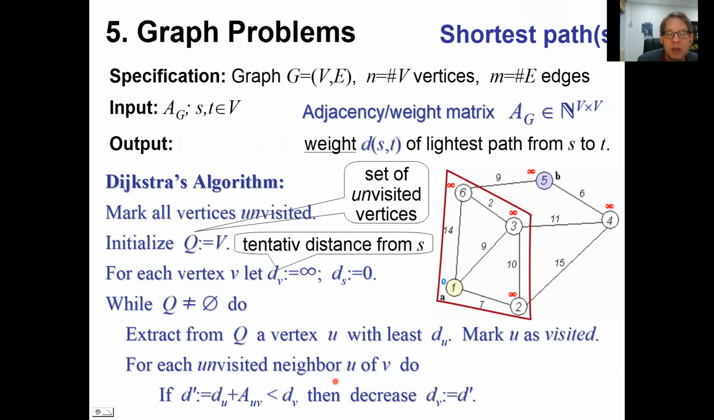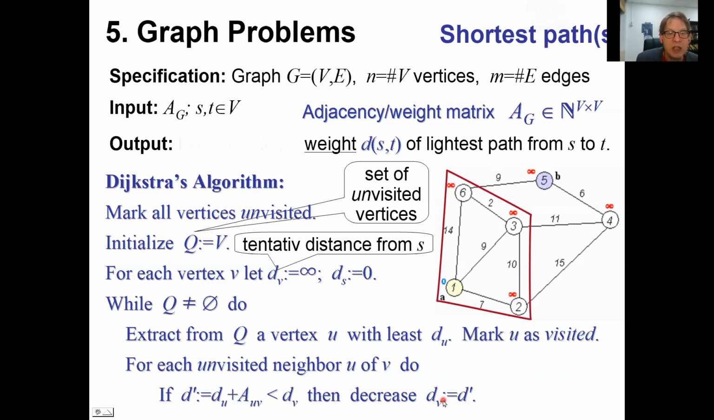Now that means we can possibly improve the distance of the neighbors of this vertex. Namely, if the distance from the start vertex to this vertex plus the distance from this vertex to the neighbor, that's the adjacency weight from the adjacency matrix, is strictly less than our tentative distance from the start vertex to the neighbor, then we choose that improved distance, and assign it to the distance of the neighbor.